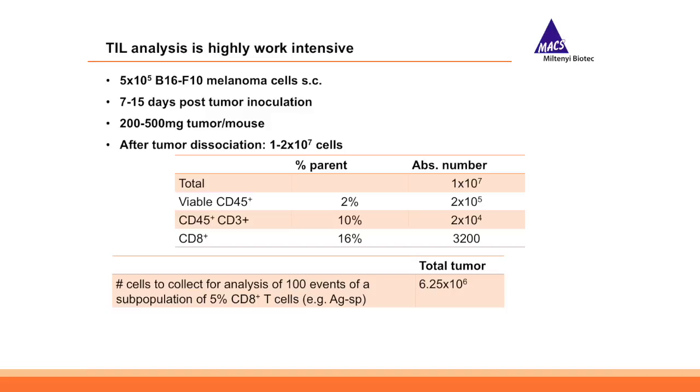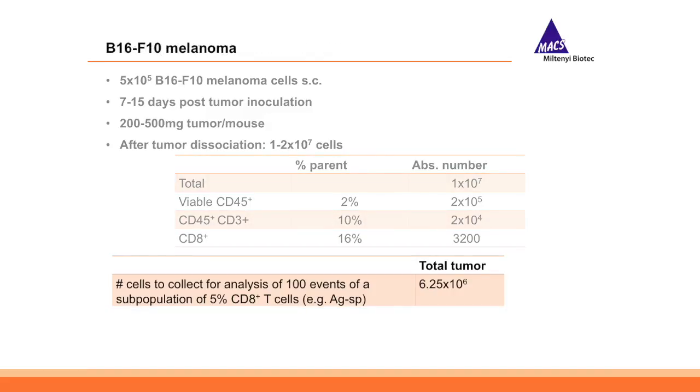Now, taking the example that I just showed you, of those cells only 2% are leukocytes. Of those, only 10% express CD3, and of those, only 16% are CD8 T cells. This means that if you want to analyze 100 events of a population of 5% of the CD8 T cells, as for example antigen-specific cells, you would have to analyze over 6 million total tumor cells.